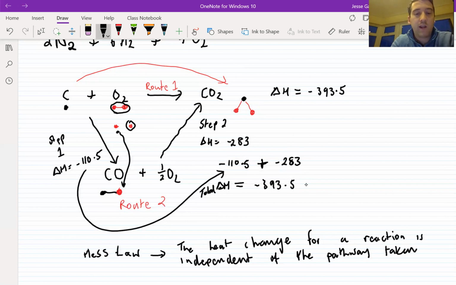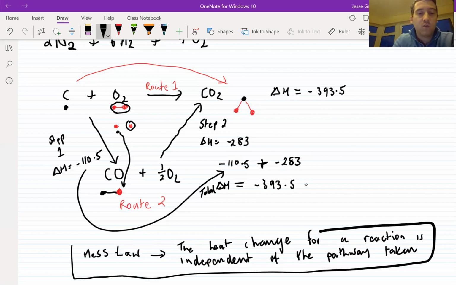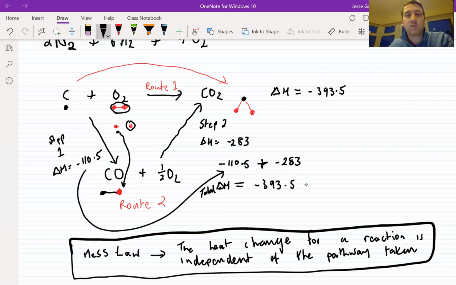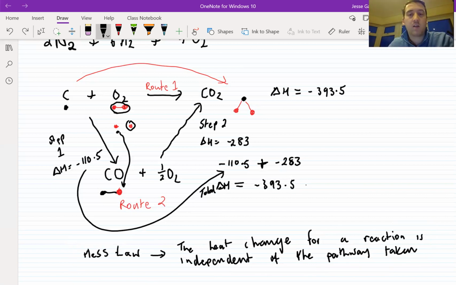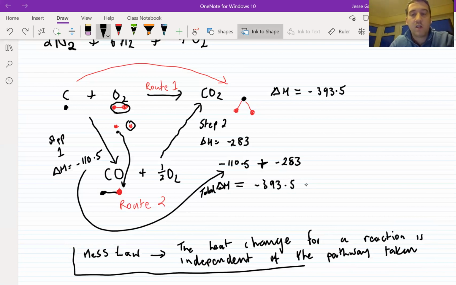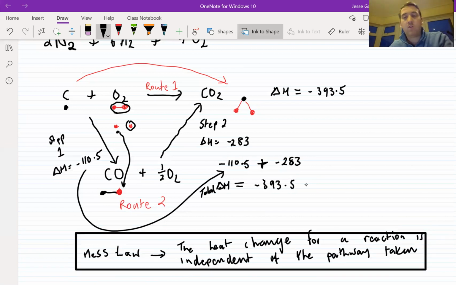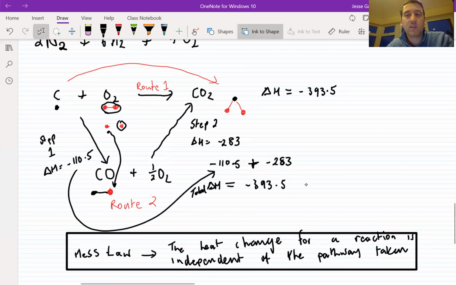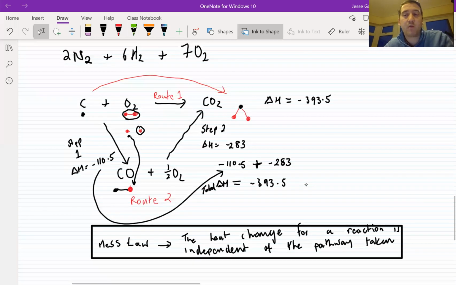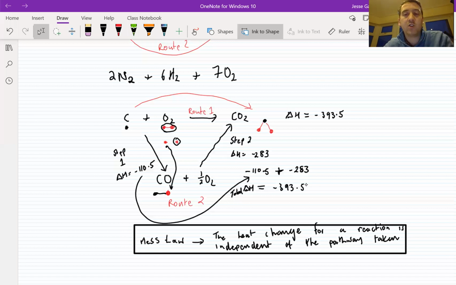And Hess's law is really neat because this rule always stands true. It allows us to work out delta H's for reactions that we might not be able to measure directly. So we might only be able to measure one step or two different steps of a reaction, and we can use it to work out the overall delta H change.